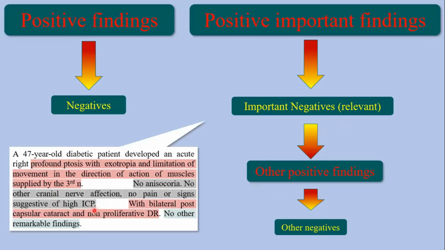intracranial pressure. Because whenever we have a third nerve, we want to know, is the pupil affected, involved or sparing? Is it isolated, or is there other neurological findings? So as you can see, I mentioned here some negatives because this is really relevant to the important diagnosis, which is third nerve. And return back to other findings that are not urgent, like cataract and diabetic retinopathy, and no other remarkable findings. So this is another method to convey your findings.